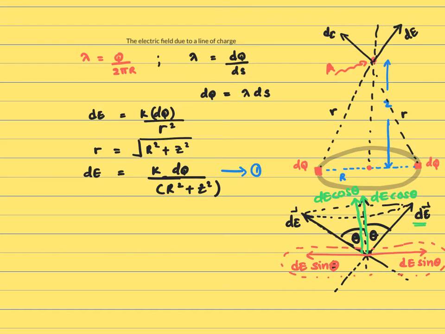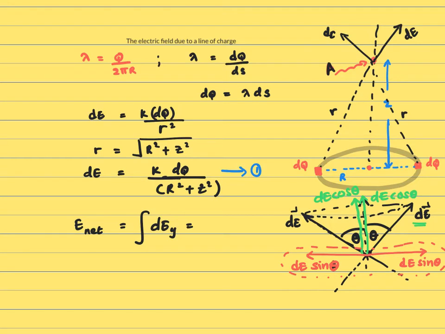So in order to find the net electric field at the point A, I'm going to call it E net, and don't forget this is at the point A over here. E net is going to be the integral of the y component, right?